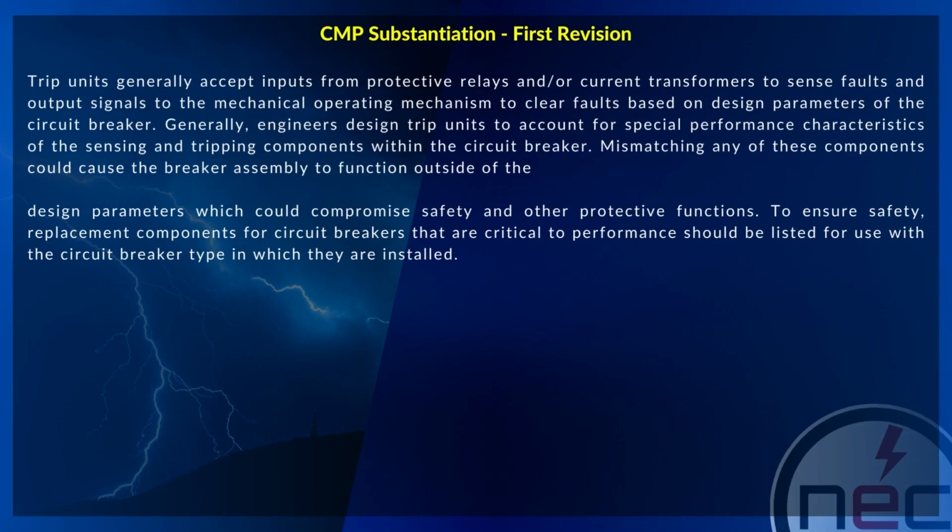Trip units generally accept inputs from protective relays and/or current transformers to sense faults, and output signals to the mechanical operating mechanism to clear faults based on design parameters of the circuit breaker. Generally, engineers design trip units to account for special performance characteristics of the sensing and tripping components within the circuit breaker. Mismatching any of these components could cause the breaker assembly to function outside of the design parameters, which could compromise safety and other protective functions.